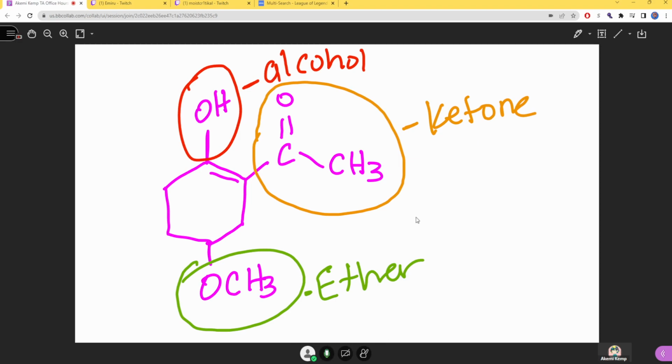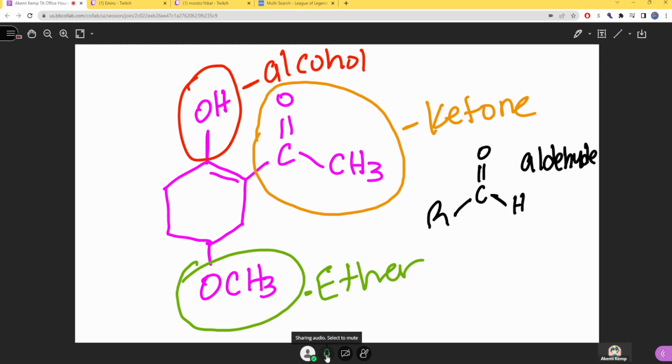Wait, what's an aldehyde then? An aldehyde? Oh, so an aldehyde is R, you have your carbonyl group, and then the other attachment is just a straight up hydrogen. This is your aldehyde.